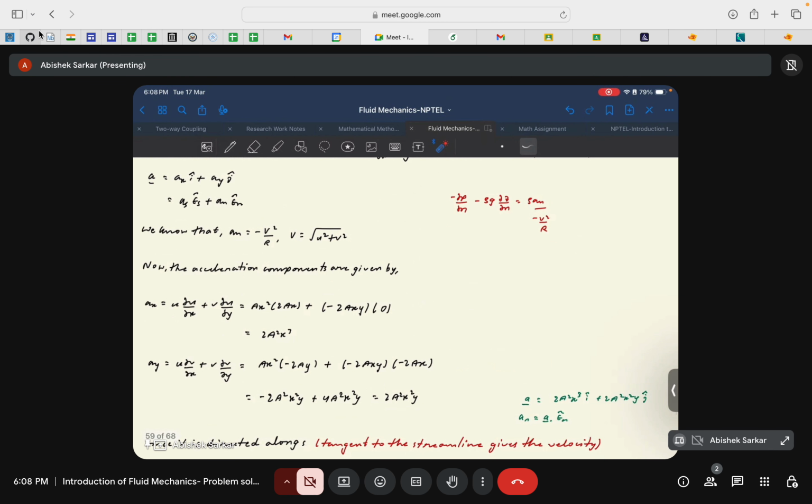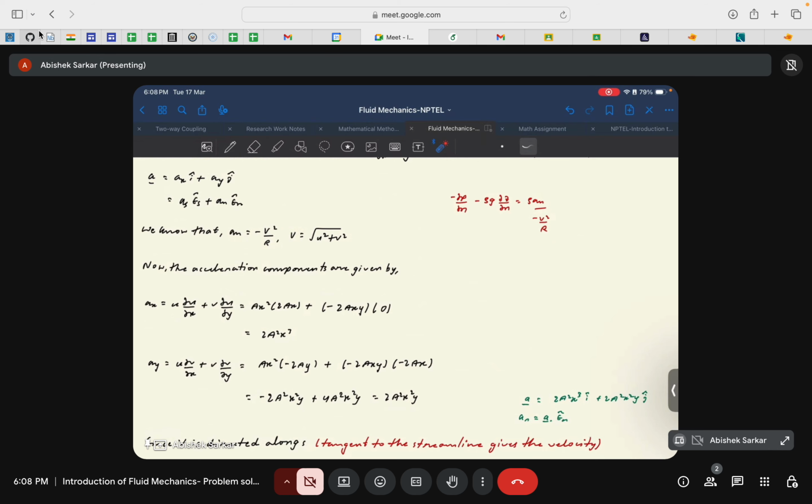The main thing to note is that if we know the normal acceleration component, an is equal to minus v square by r. Since we know the velocity components, we can easily find the magnitude of velocity, which is v, and from that, if we know an, we can easily find r. So that's our task in hand: we have to find the radius of curvature of this particular streamline. Let us see whether we can find the acceleration components.